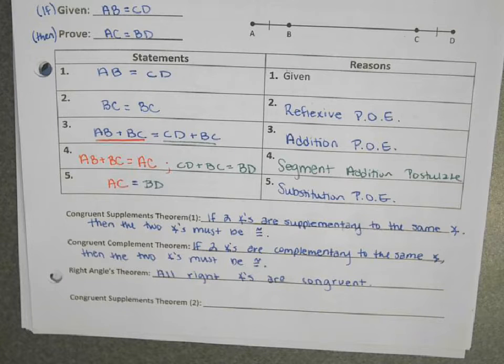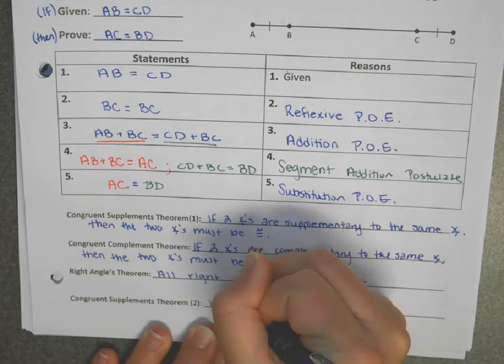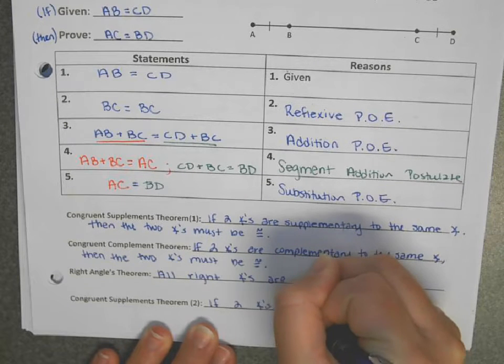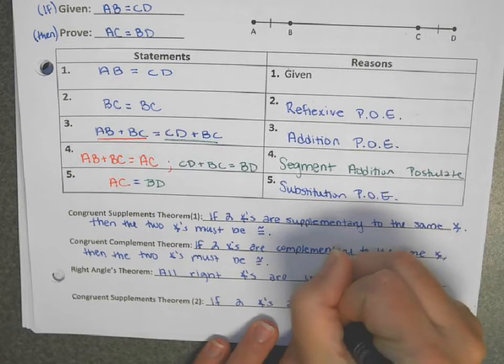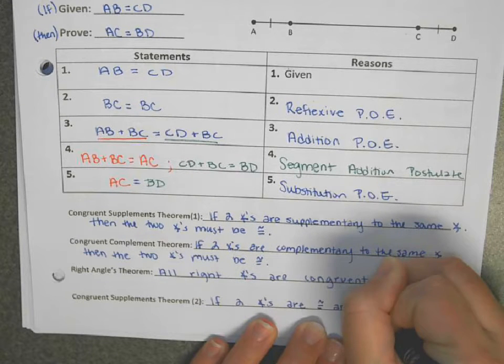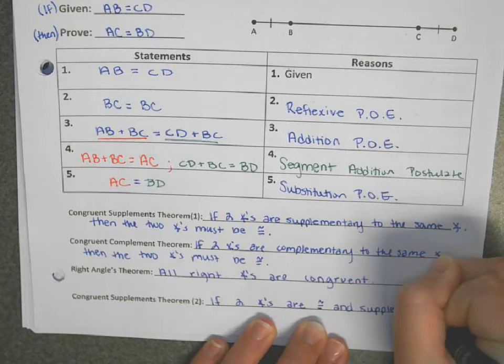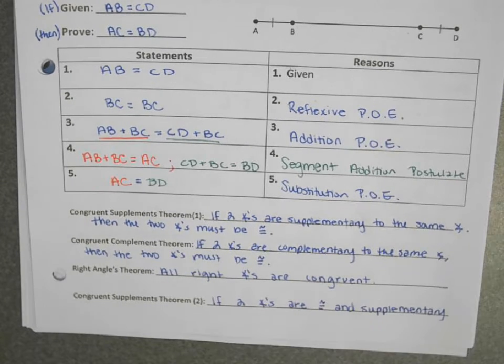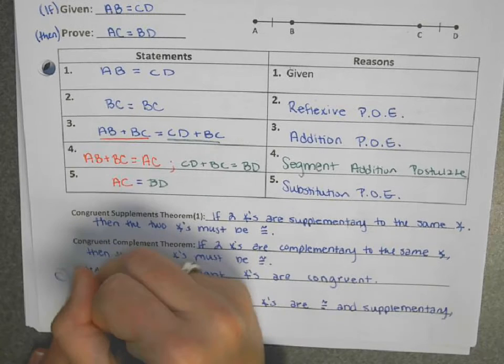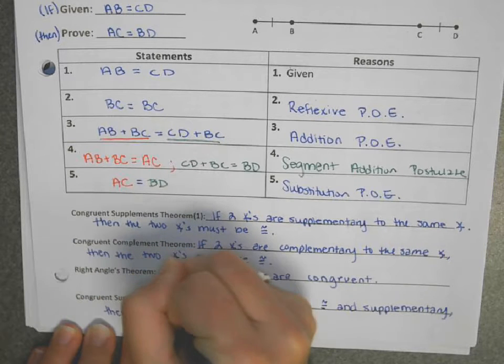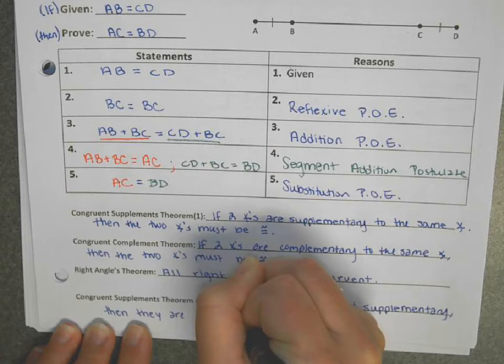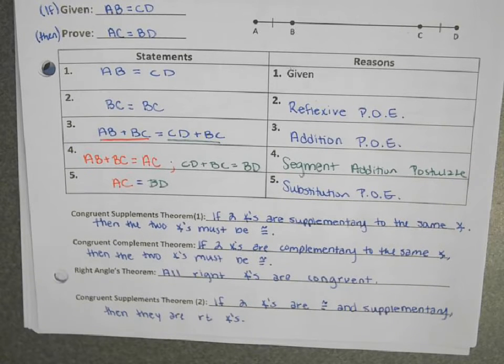And there's another congruent supplements theorem, and it says if two angles are congruent and supplementary, then they are right angles. So I'll give you a minute to catch up with writing.